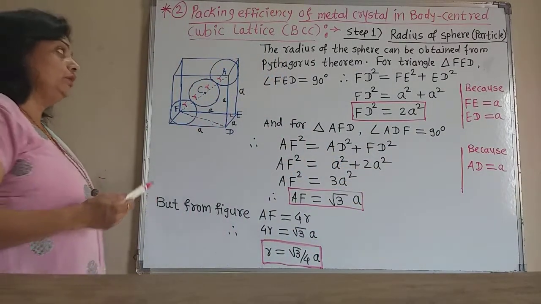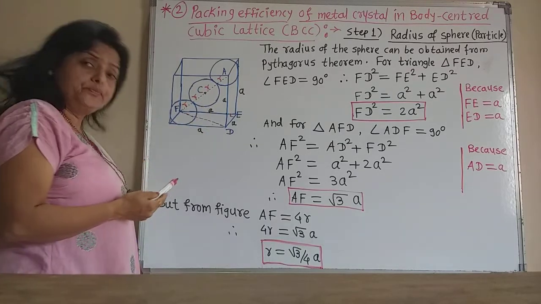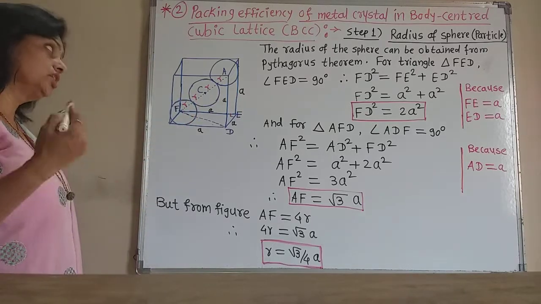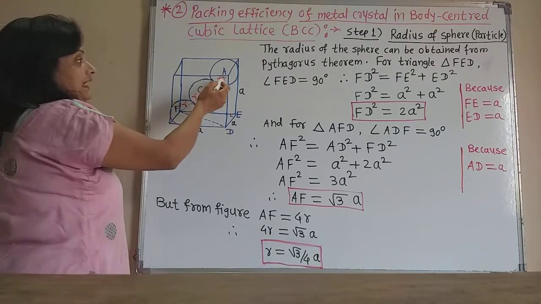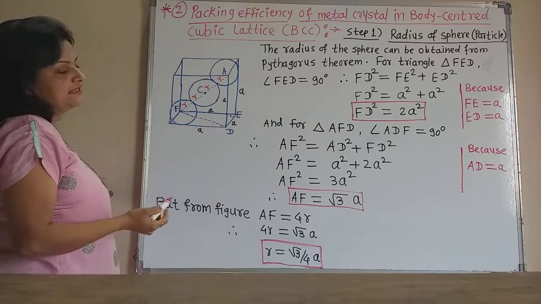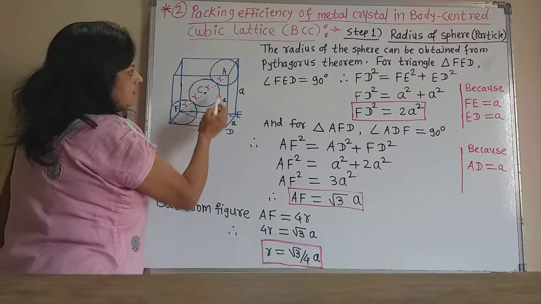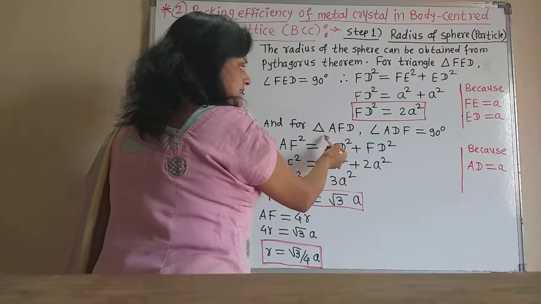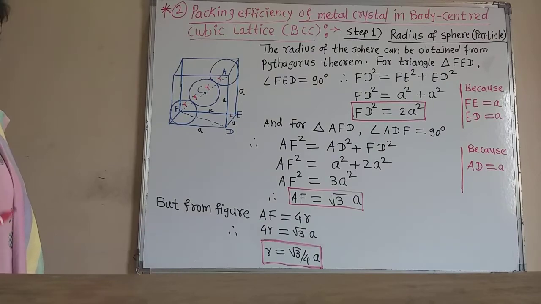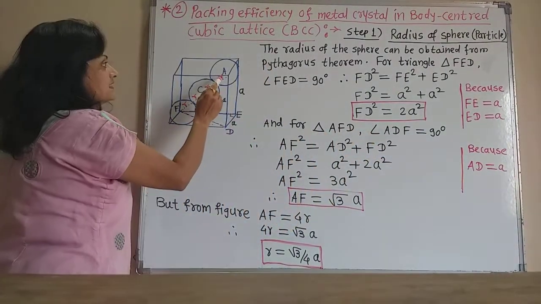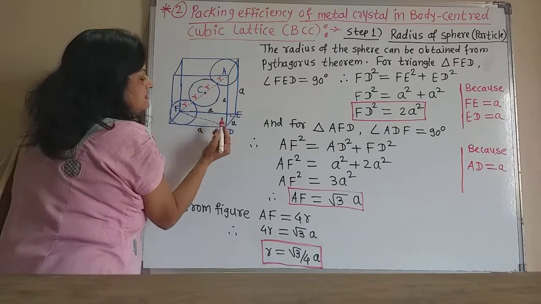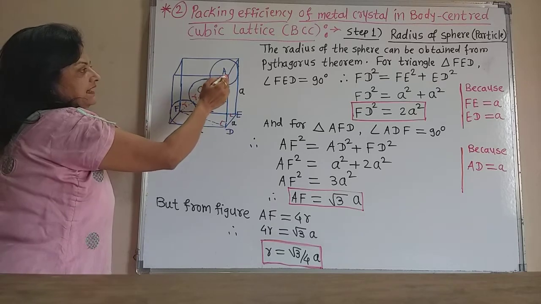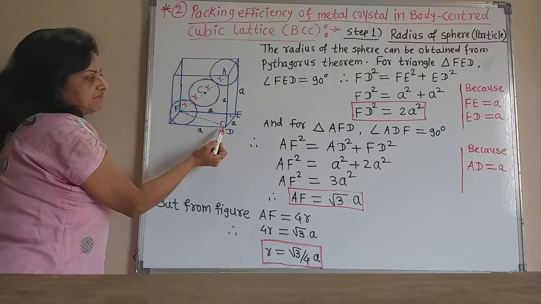Now we have to calculate the radius of the particle or sphere. For that we have to consider another triangle here, that is ADF, or AFD, no matter. This is also a triangle which has the angle ADF equal to 90 degrees. In this triangle ADF, the angle ADF is equal to 90 degrees.